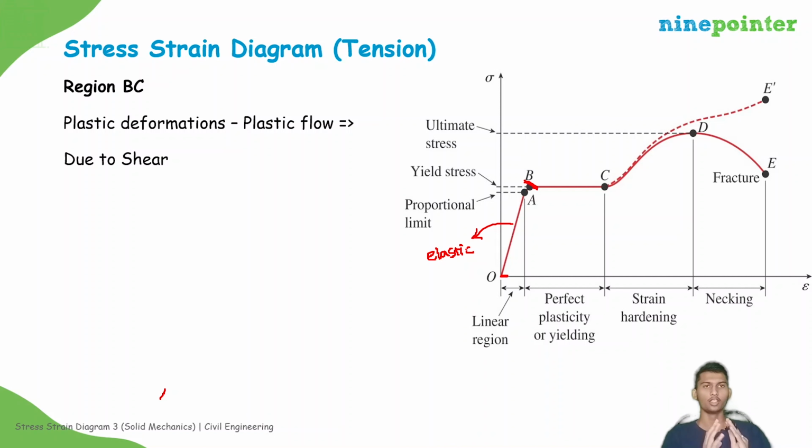Elastic means on removing the load, it will regain its shape and size in the same direction. In that part also, OA is linearly elastic, right? It is linear. And in portion AB, it is non-linearly elastic, right? So this is non-linear.